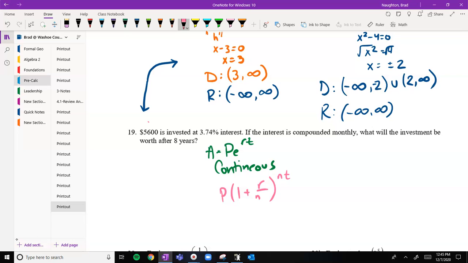R is going to be, so this will be p. This will be your rate. Now we're going to change that, because it is a percentage, to a decimal, 0.374. And monthly is going to be your compound amount, which is your n.